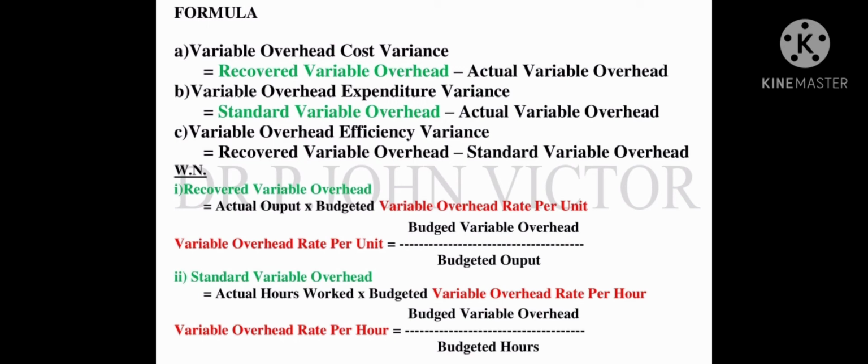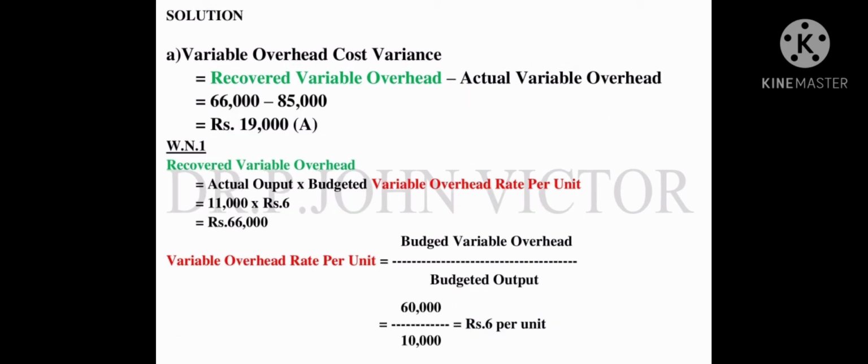Then C, variable overhead efficiency variance. Here recovered variable overhead is already calculated in A, then minus standard variable overhead. This value is also already calculated in formula B under the variable overhead expenditure variance. So when we prepare A and B, then C becomes very easy to calculate. This is the formula structure. Now let's see the solution.